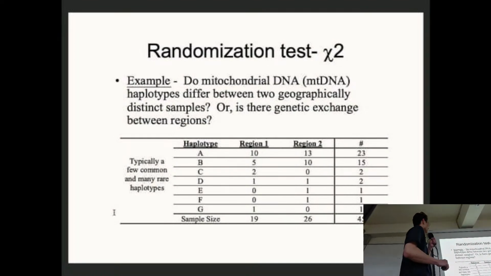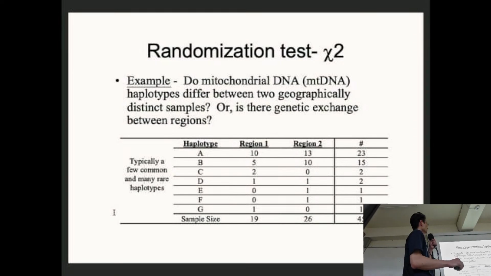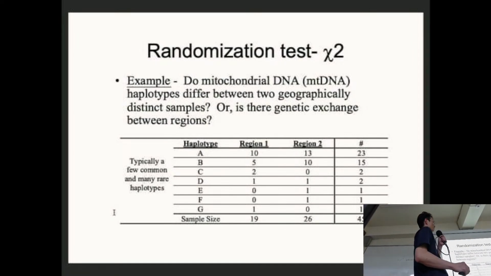So someone collected genetic data. It's mitochondrial DNA haplotype data. Okay, there are several haplotypes, and they come from 2 regions, and I get data like that. Okay. And then my question is whether the haplotypes differ between the 2 regions. Okay, differ between the 2 regions. Okay, so that's the total sample size. Okay, that's the different haplotypes, and those are the 2 regions.